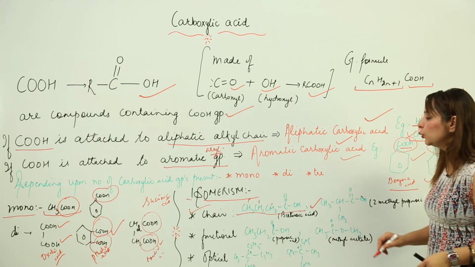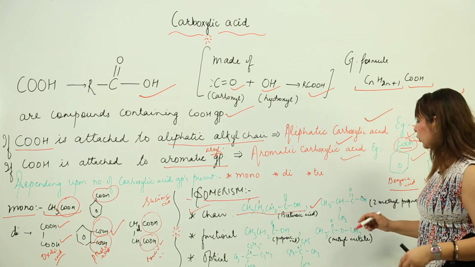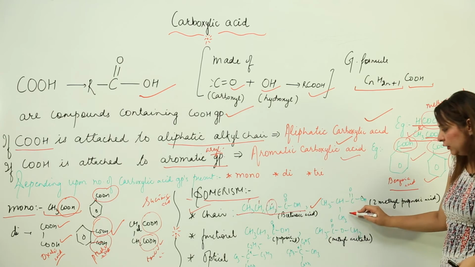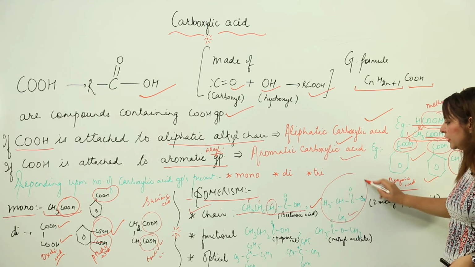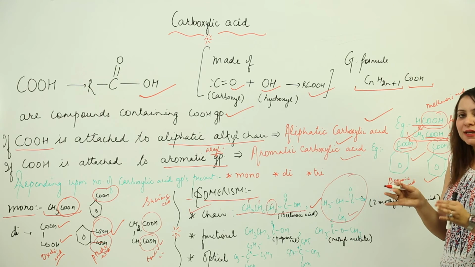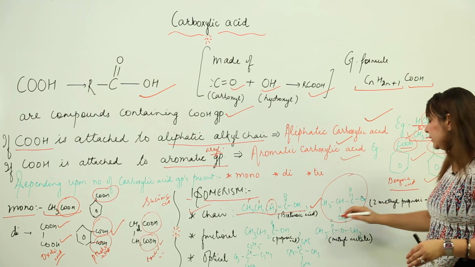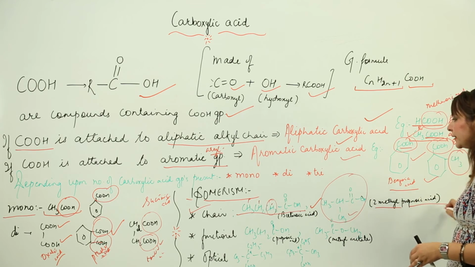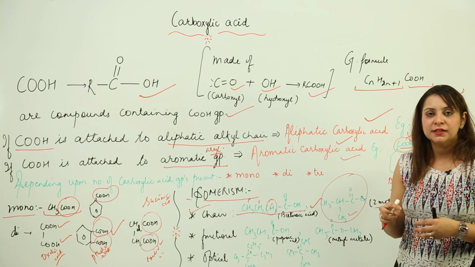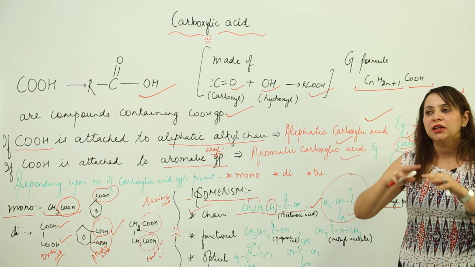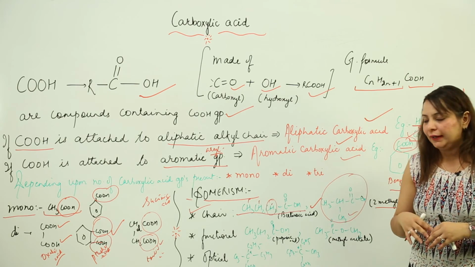Now I can make it a little branched. I have just removed this CH2 and attached it here to the second carbon. So now the chain is somewhat smaller, but it has a branch. Earlier it was butanoic acid and here it is 2-methyl propanoic acid. So we can have this kind of chain isomerism in which we condense the chain and make it from an open chain into a branched one.